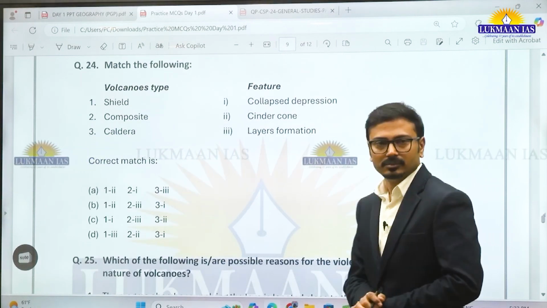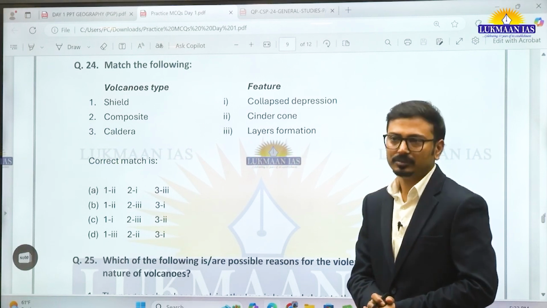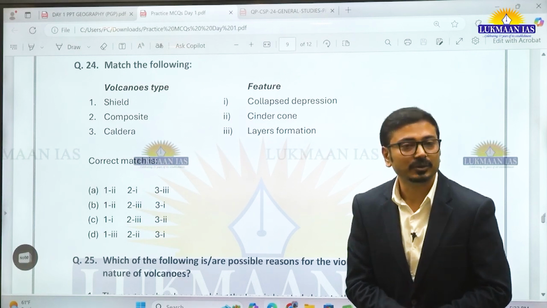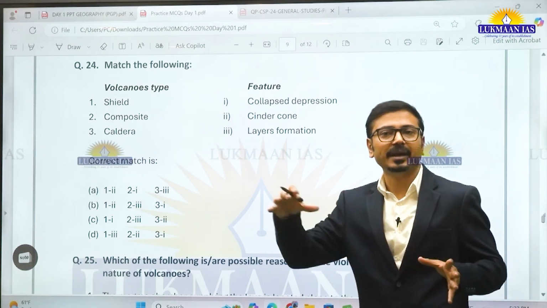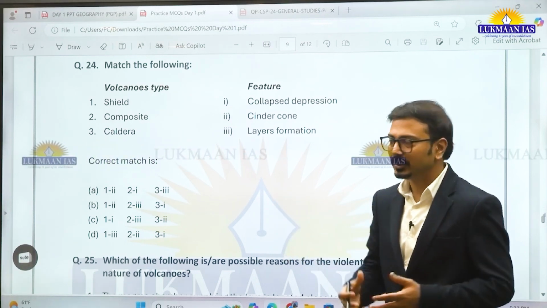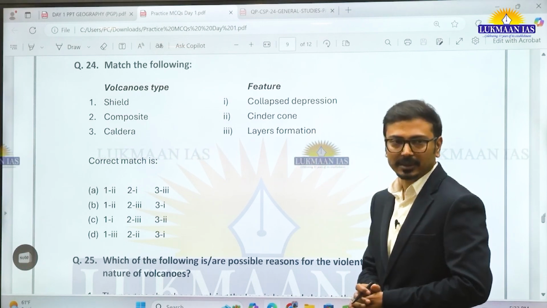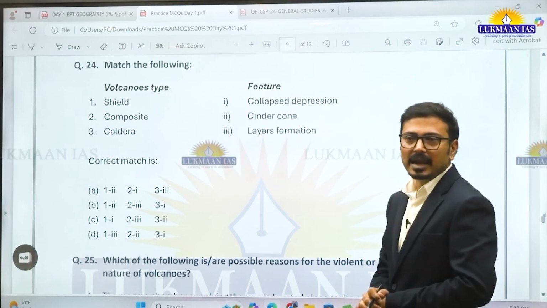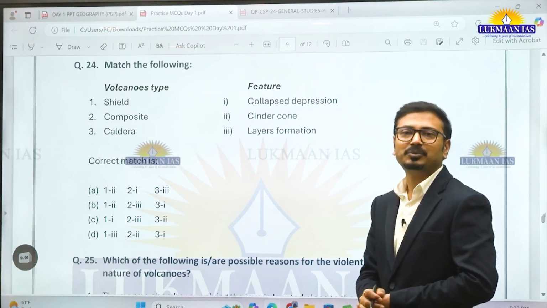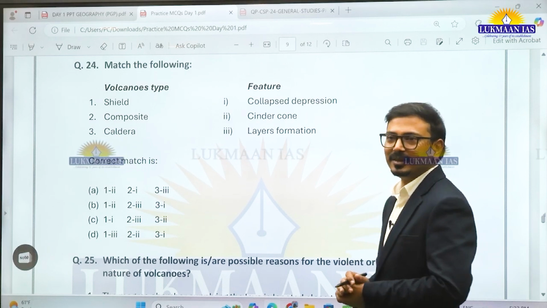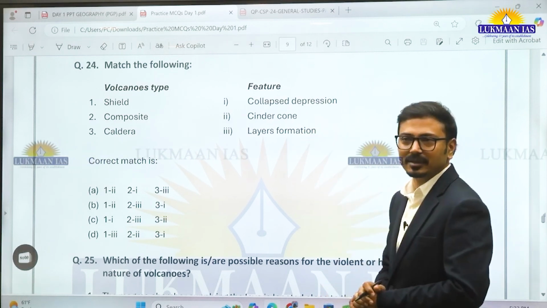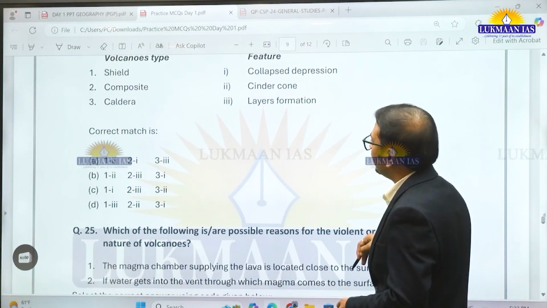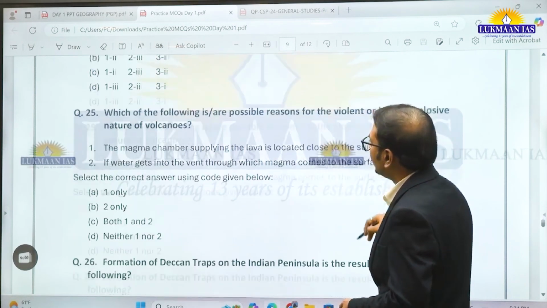Shield volcano, there is formation of cinder cone. Okay, there is formation of cinder cone by the shield volcanoes like Hawaiian volcanoes, Mauna Kea. So in Hawaiian volcanoes, what happens? Cinder cone is formed. Then composite volcanoes, layers formation. Caldera is so violent it collapses on itself. So what happens there? Collapse depression. So what is the answer? D, B for Bombay. Okay, fine. What about this one?